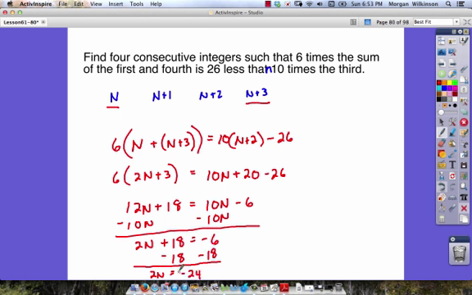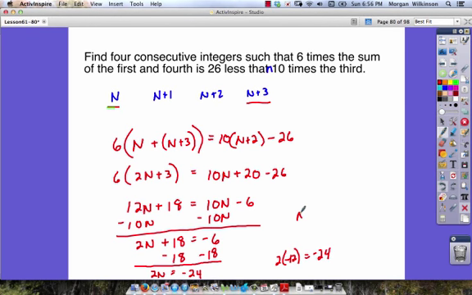So 2 times what number is equal to negative 24? Well, that must be negative 12, because 2 times negative 12 is going to be equal to negative 24. So we've got our n value. N must be equal to negative 12. So our first n is going to be negative 12. N plus 1 would be negative 11, because we're getting bigger. Then we have negative 10 and negative 9.